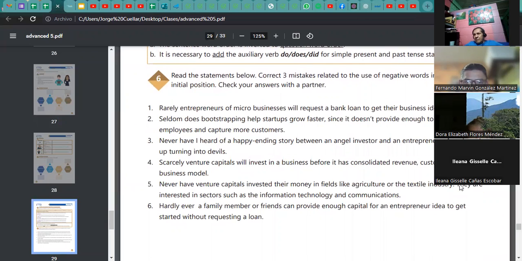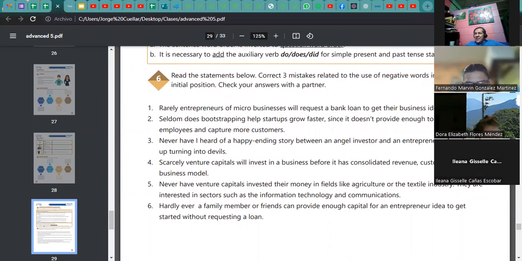Read the statements below. Correct the three mistakes related to the use of negative words in sentence initial position. Check your answers with the partner. So we're going to do it together here. I'm going to give you a few minutes, and then we're going to check together, okay? In fact, the first one is the one for the platform. Yes, this is the first one.